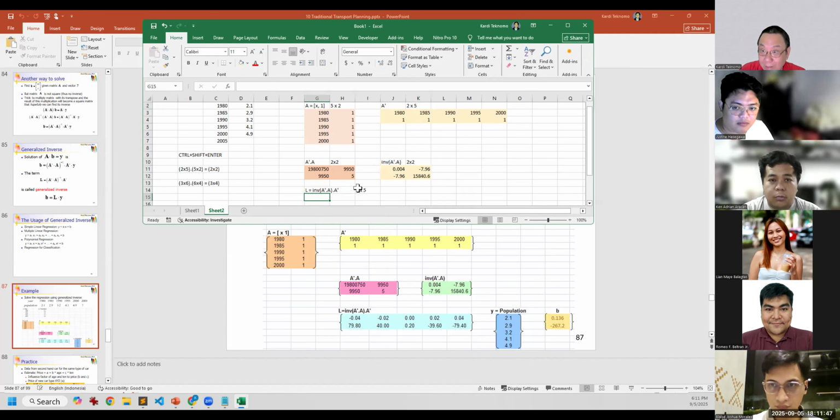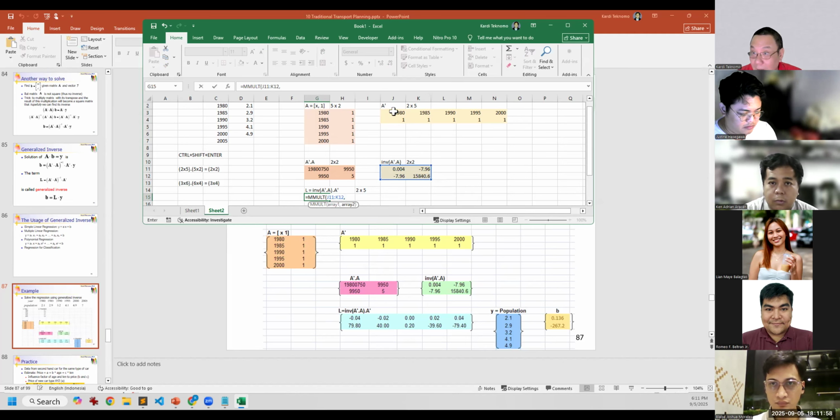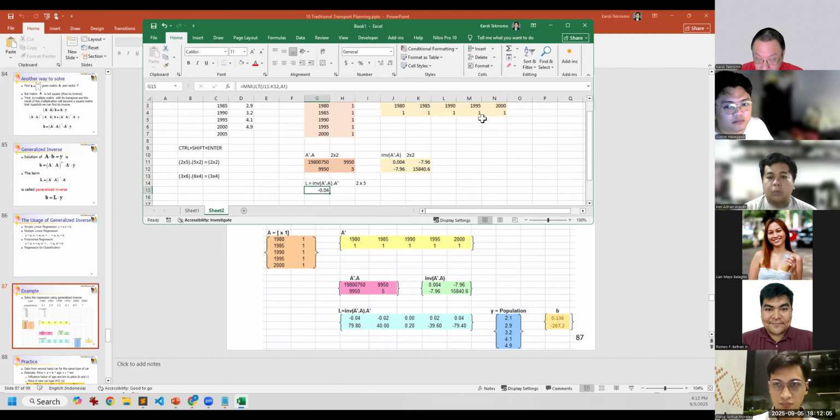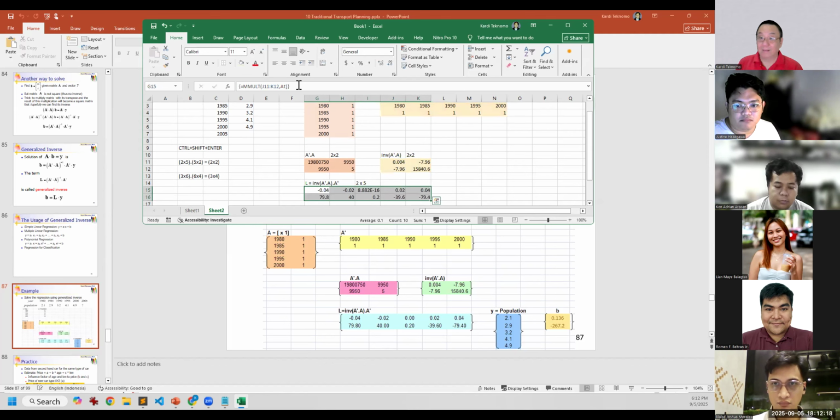So I will multiply, MMULT, this one, the inverse, and the transpose. Okay, and then I get the size, 1, 2, 3, 4, 5, 1, 2. And then click Shift, Control, Enter. Yay! I got the generalized left inverse, L.